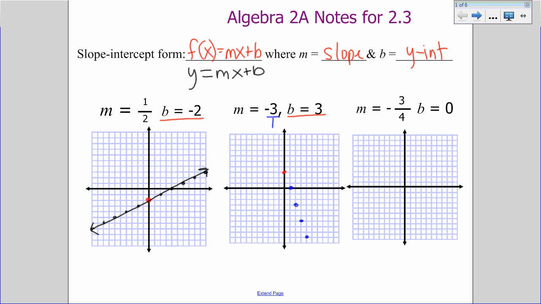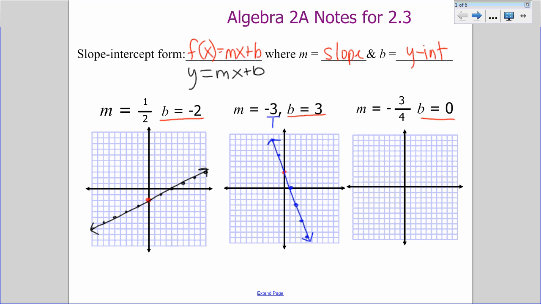Down 3, positive 1. Then we're going to do the same thing, but go in the reverse. We're going to go up 3, but now we need a negative move. So left 1, up 3, left 1. We're going to connect those. And there's our line.